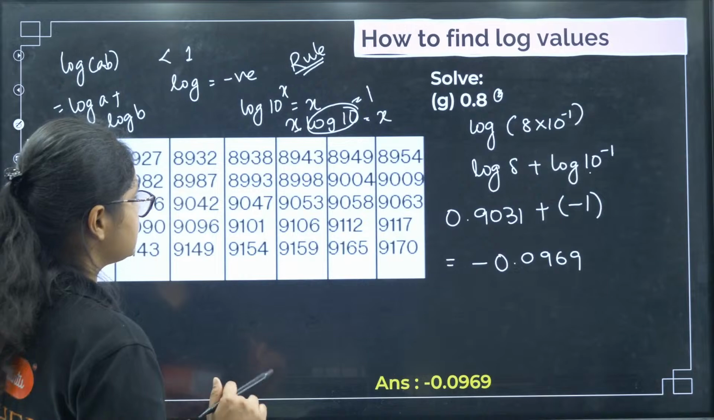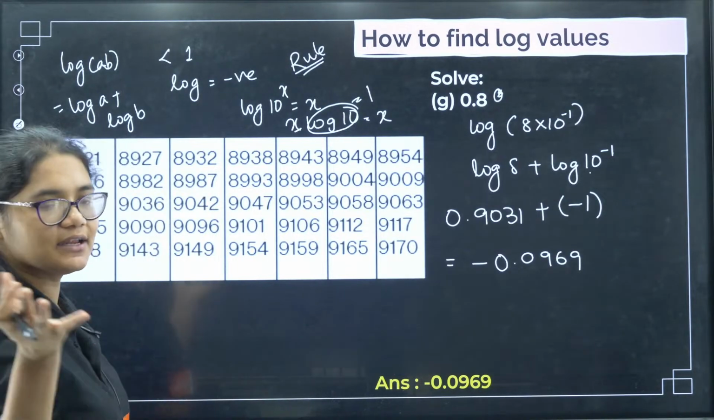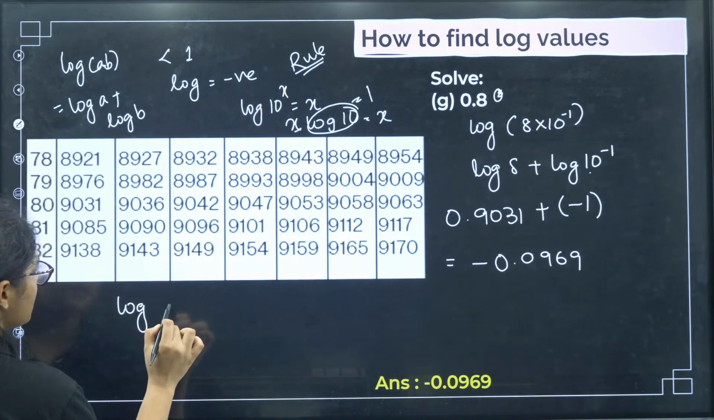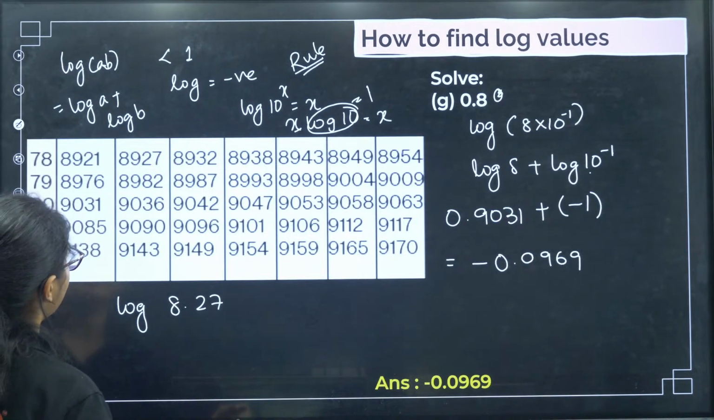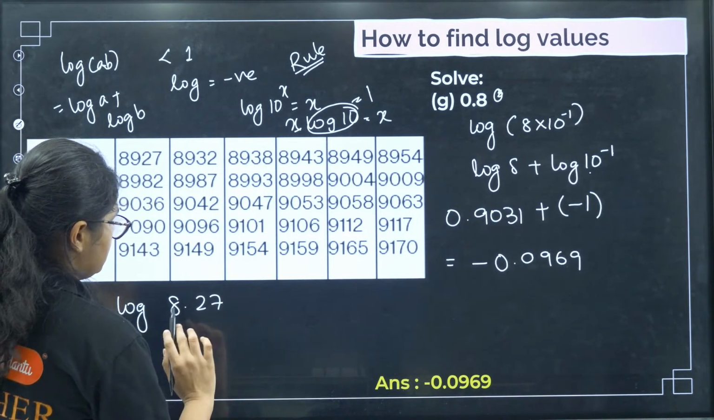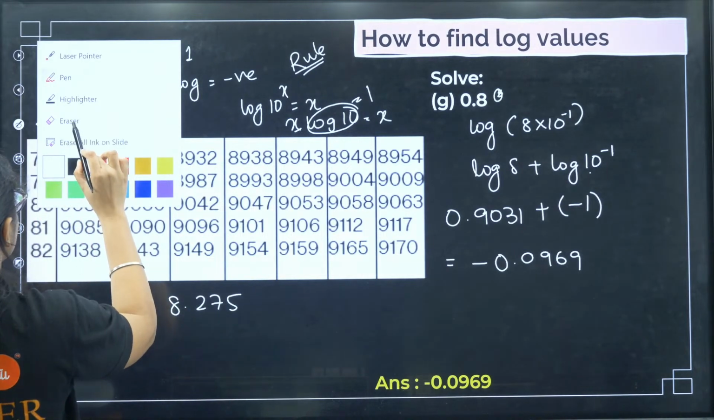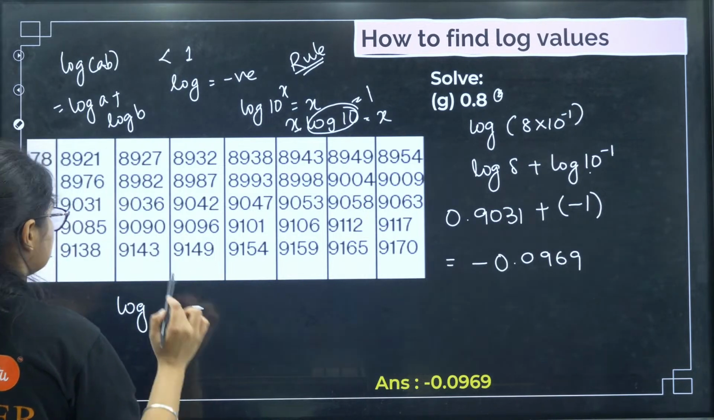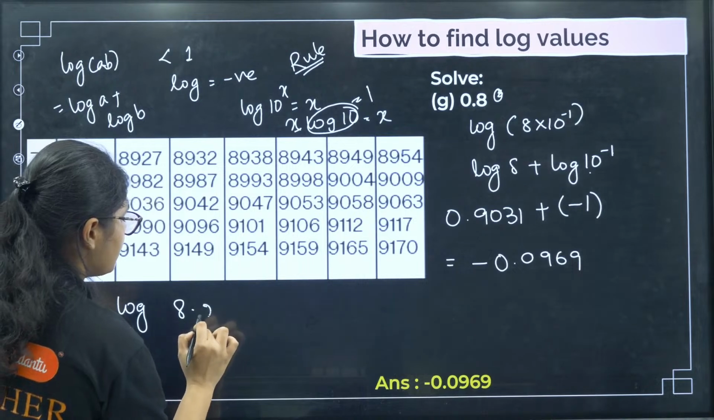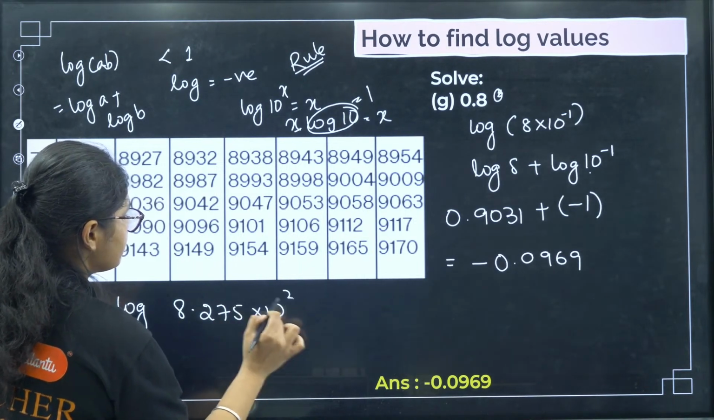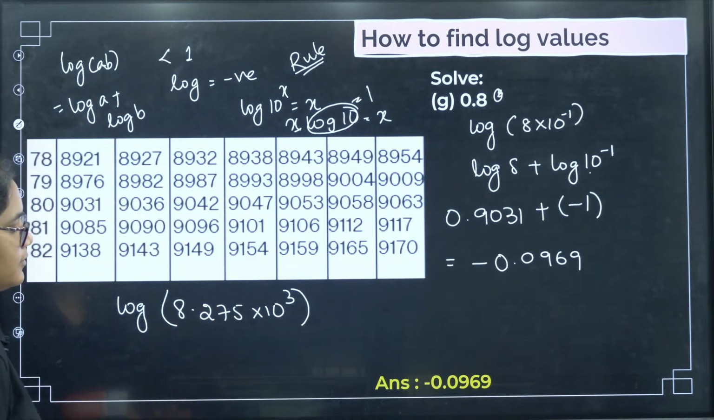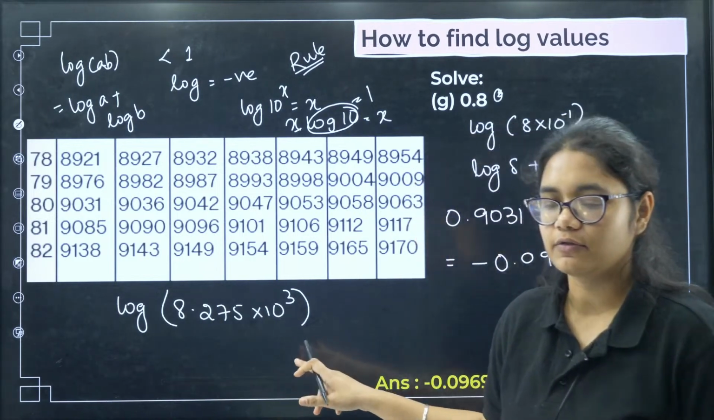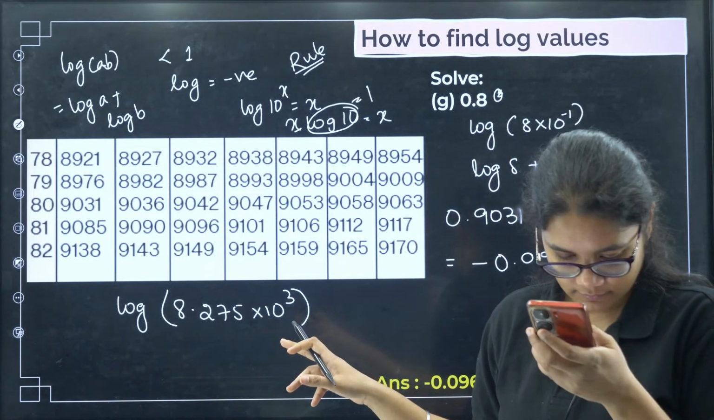Okay, let's try some questions on this slide. Now I'll give you log and antilog mixed. You should not get confused. So you have to solve log of 8.27, or let me give it in a different form. Find the log of 8.275 into 10 to the power of 3. This log value you have to find out. Please find out and tell me. Log of 8.275 into 10 to the power of 3. Please.